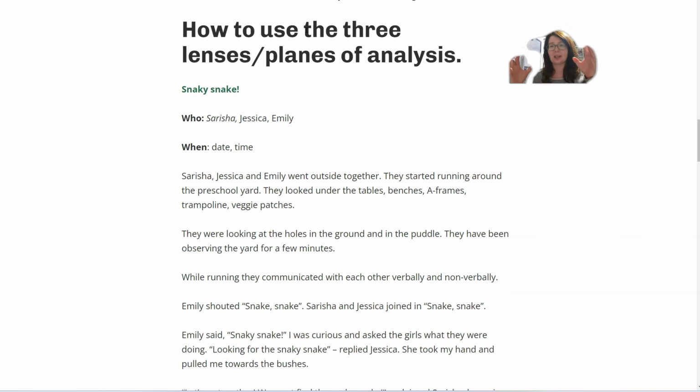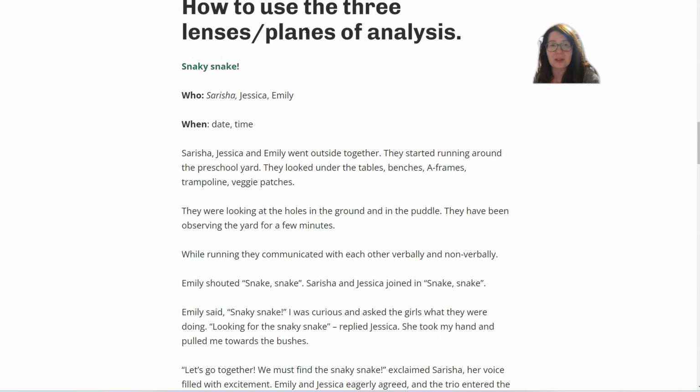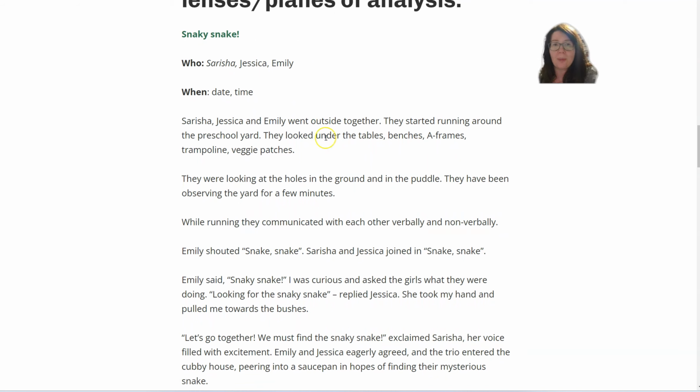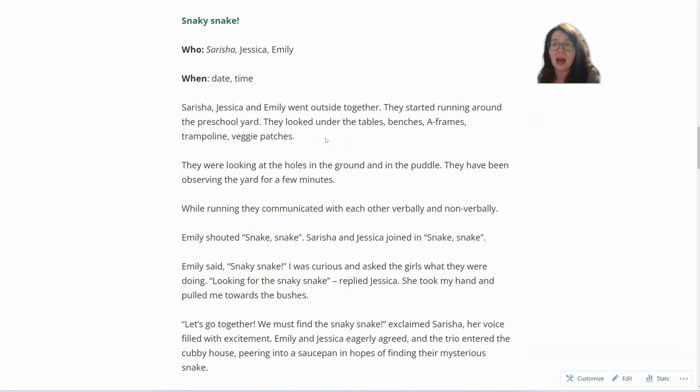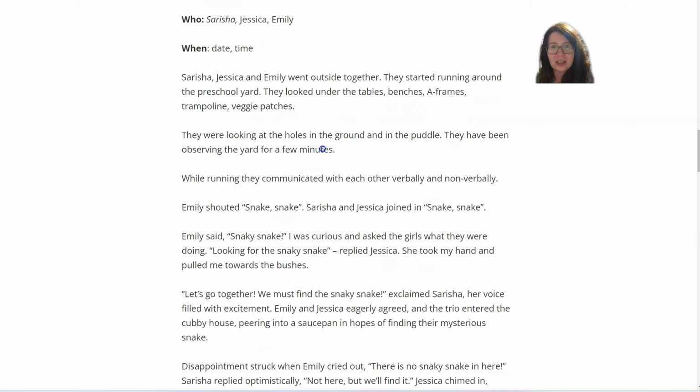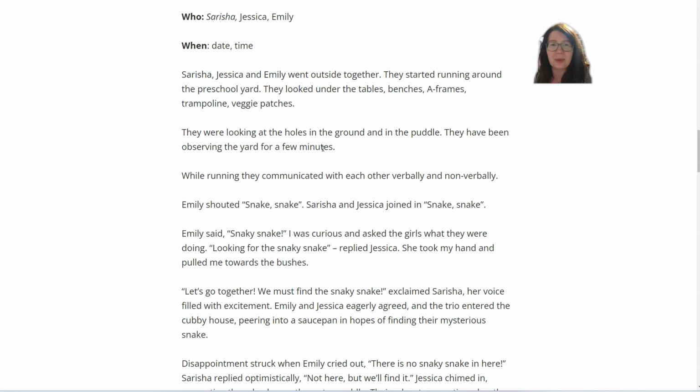Okay, so this is just a brief introduction to cultural context, and the 3 planes of analysis. Now let's have a look at the observation that I made. It is an observation of a group of children who are playing outside, doing something like a treasure hunt. The observation is titled Snakey Snake, and the children's names are changed for privacy reasons.